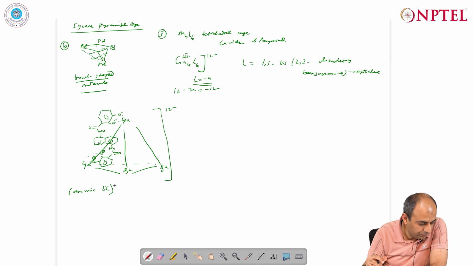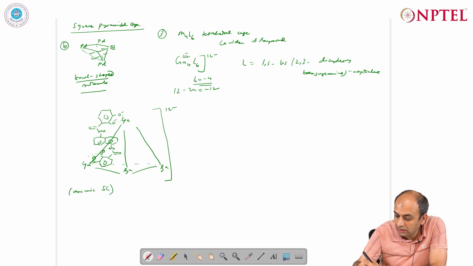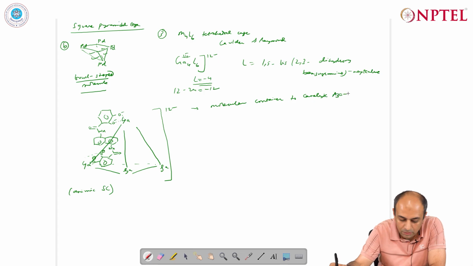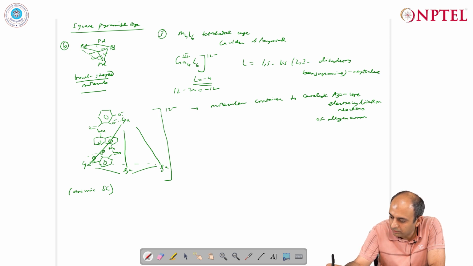So what has been observed is that this particular cavity, which you call the Ga4L6 cage, has been utilized as a molecular container to catalyze the Aza-Cope electrocyclization reactions of allyl ammonium cations.